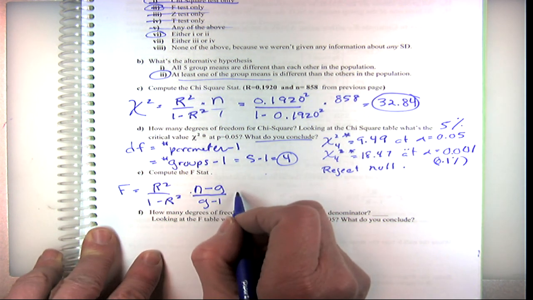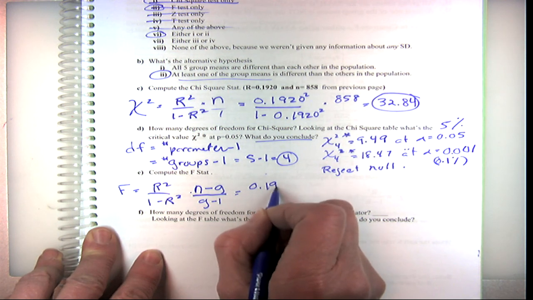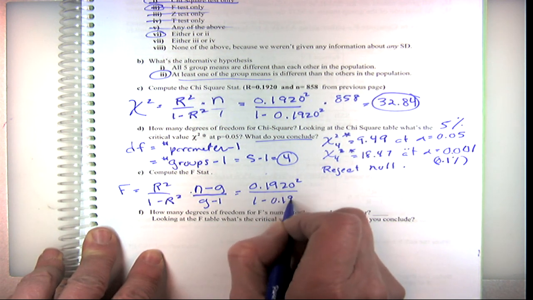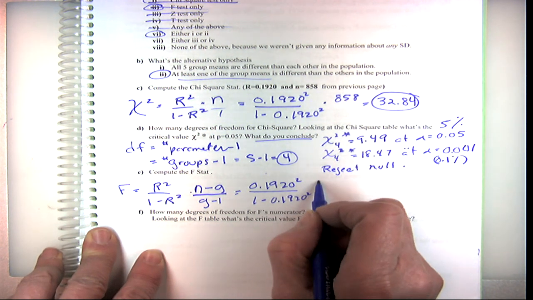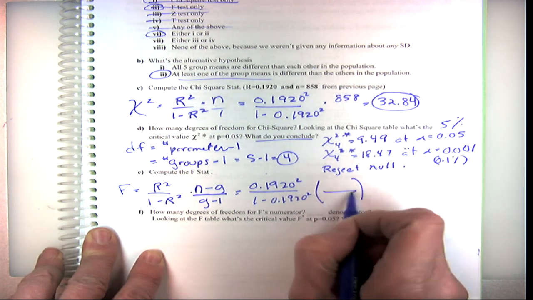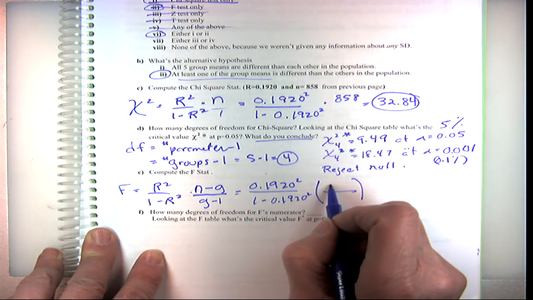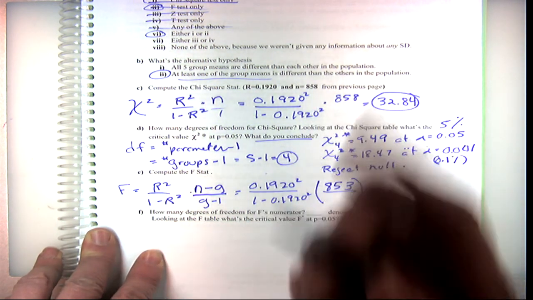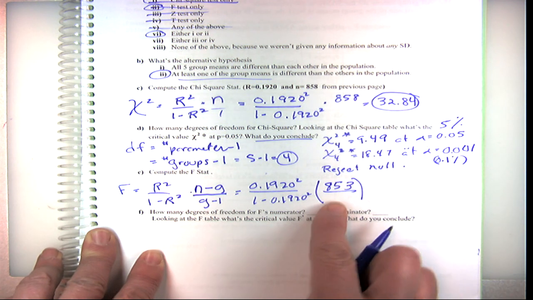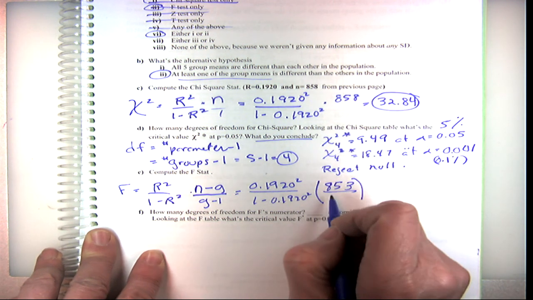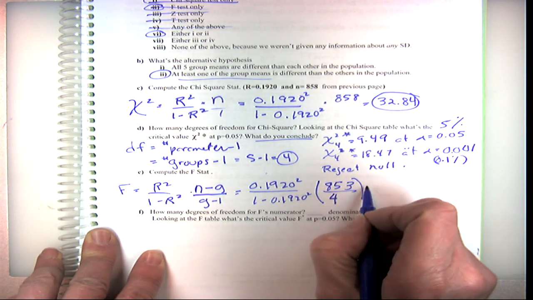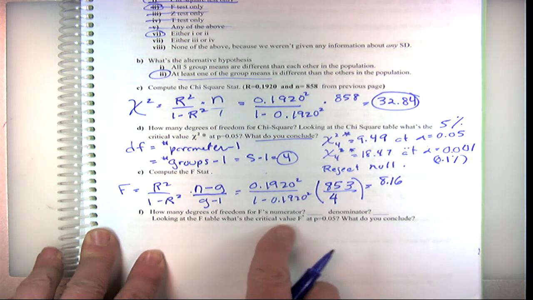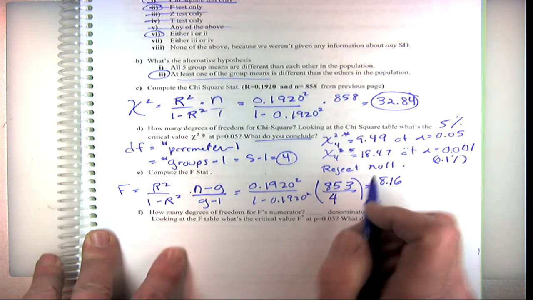And so let's do that. We get 0.1920 squared over 1 minus 0.1920 squared. And then we're going to multiply it by not 898, not 858, but what do you think? 853. We're subtracting off 5, because it's 5 groups. And then we're dividing it by 4. And when I do this, I got 8.16. Now, how many degrees of freedom? So this is our stat.